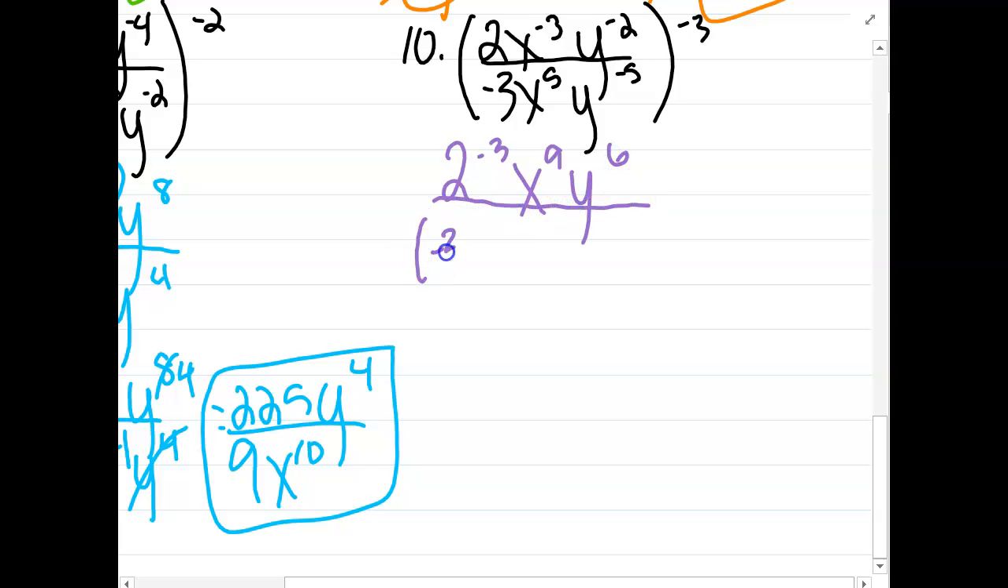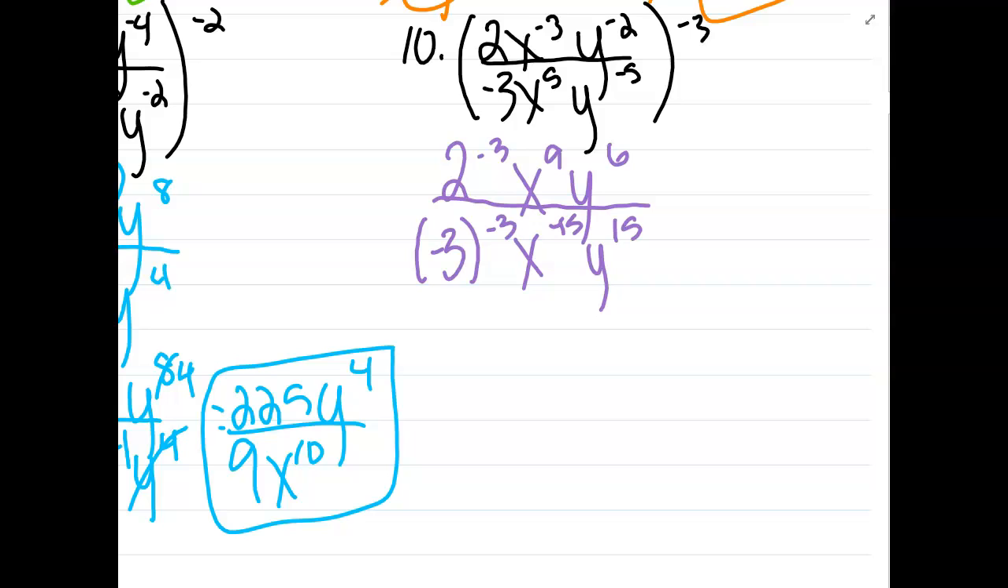Over, I'm going to put that negative 3 in parentheses. It's going to be negative 3 to the negative 3rd power. It'll be x to the 5 times negative 3 would be negative 15. And then y to the negative 5 times negative 3 would give me a positive 15.